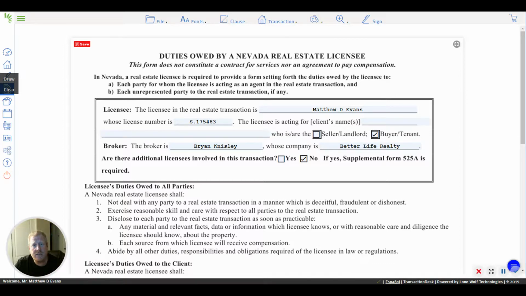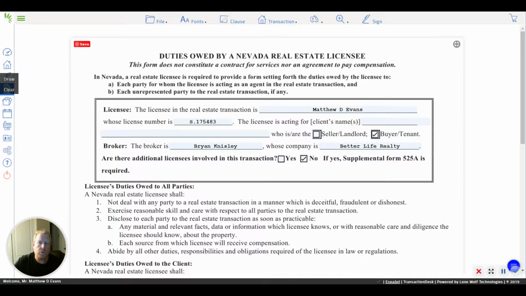So let's go ahead and get into the duties owed form. All right, duties owed by a Nevada real estate licensee. This form is going to be used between myself and my clients, whether they're buyers or sellers. This form will also be used if I'm in a transaction with my client and on the other side is an unrepresented party, whether a buyer or a seller, so that way they know that they're dealing with a licensed professional.